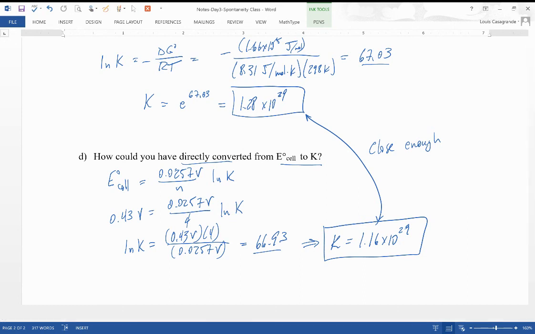Okay, so we have seen the relationship between the E naught for the cell and spontaneity, both in terms of the delta G naught and the K. Remember that whenever you have one being spontaneous, the other two have to show up as being spontaneous as well. Likewise, if one is not spontaneous, or if one is at equilibrium, the other two have to follow suit. So watch out for those.